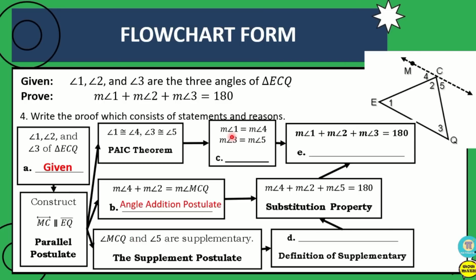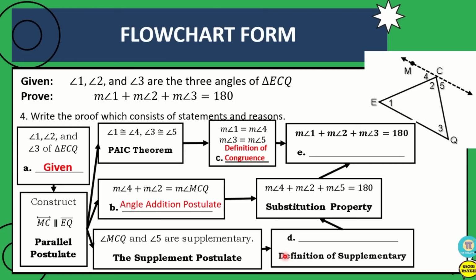Now, the measure of angle 1 is equal to the measure of angle 4, and the measure of angle 3 is equal to the measure of angle 5. Okay, tingnan natin yung figure. The measure of angle 1 is equal to the measure of angle 4 and 3 sa 5. So, ano kaya ito? Dito po papasok ang definition of congruence.